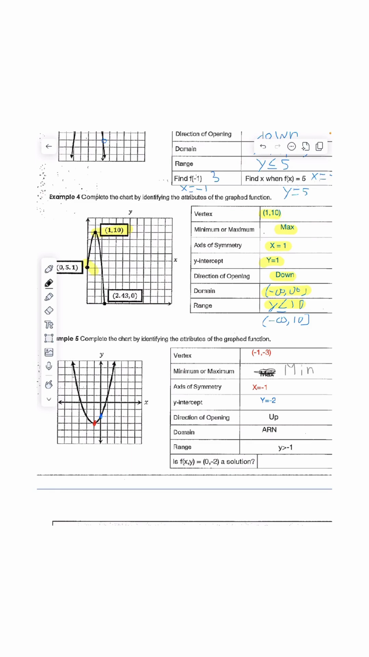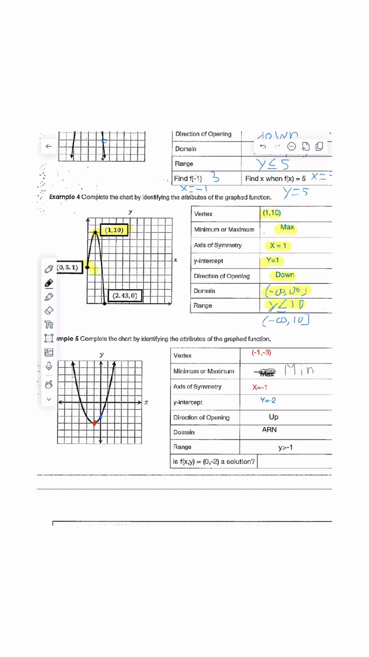Because it has a low point. It doesn't have a high point, it goes forever upwards. So that's why there's a minimum, not a maximum. The y-intercept, I color-coded that in blue. y equals -2. So where it hits the y-axis on the graph, it hits at y equals -2. Direction of opening is up, and the domain is all real numbers. The range is y is greater than -1.